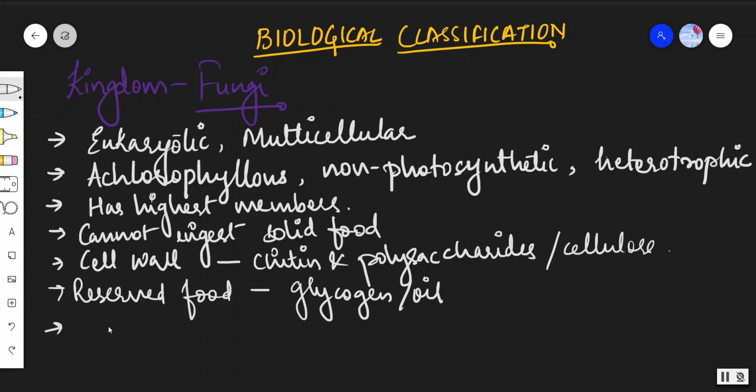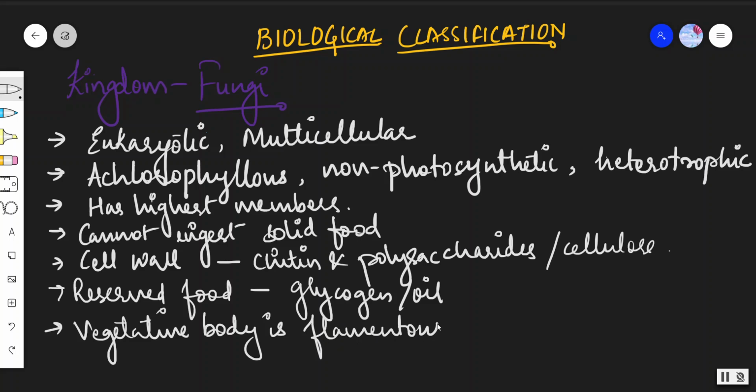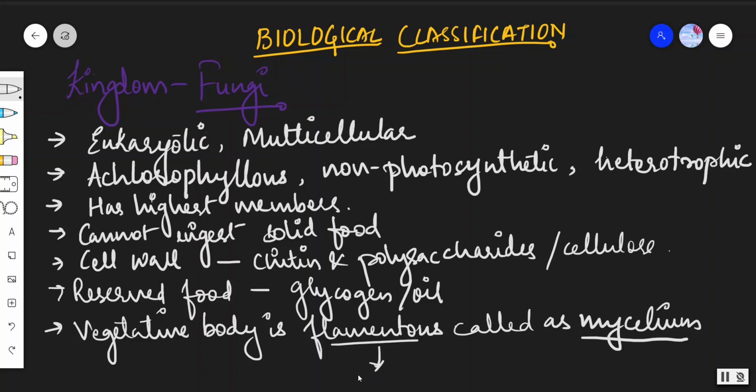Moving to the next, the vegetative body of fungi is filamentous, and therefore it is called mycelium. The filament is known as hyphae. Okay, clear?